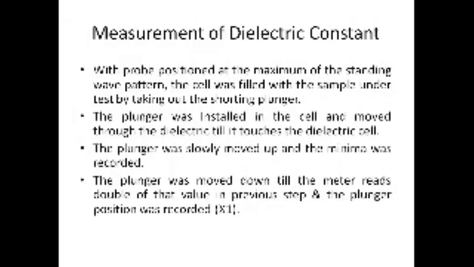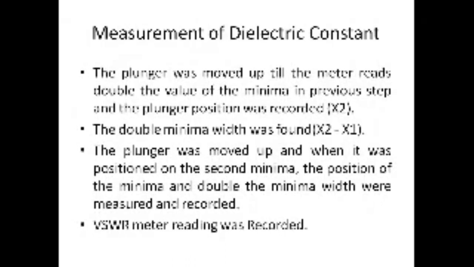Once again, the plunger was moved down till the meter reached double of the value in the previous step, and the plunger position was recorded as H1. So all these steps are done after filling the cell with dielectric material. Then the plunger was moved up until the meter reached double the value of the minima in the previous step, and the plunger position was recorded. So here we are measuring two times the minima, that is H1 and H2.